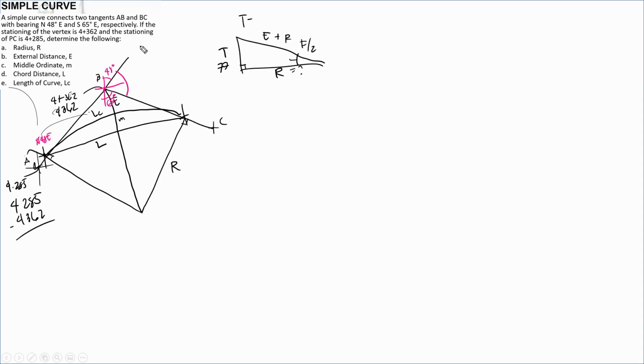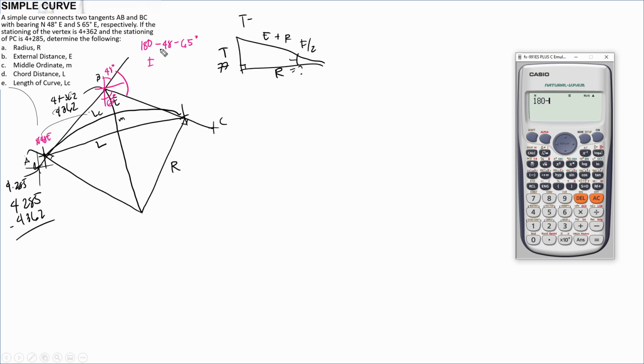So, basic calculation, yung buong half niya is 180. Minus natin si 48. Minus natin si 65. So, that is equal to 180 minus 48 minus 65, 67. Tama ba? So, 67 degrees. So, yun yung I natin. So, may apply na natin siya dito.